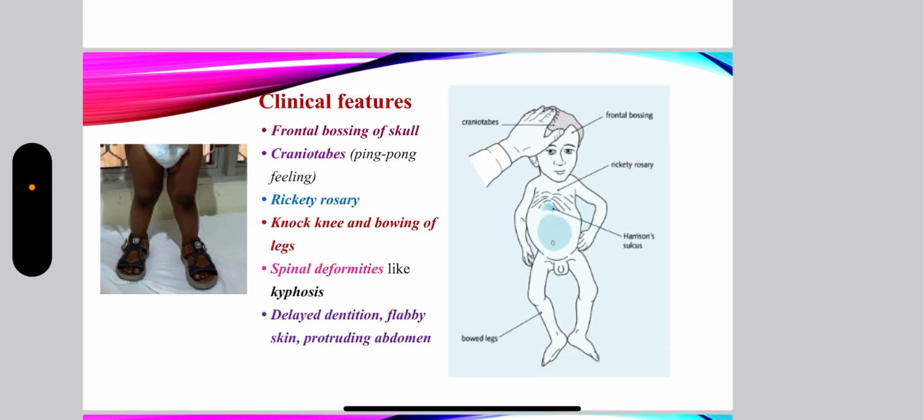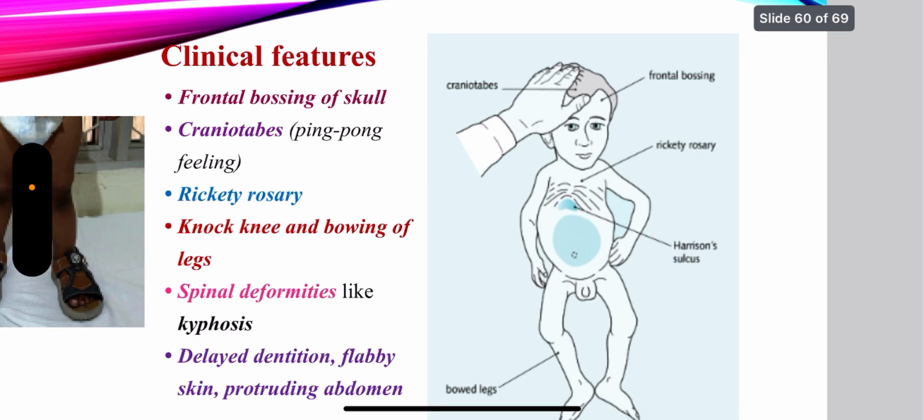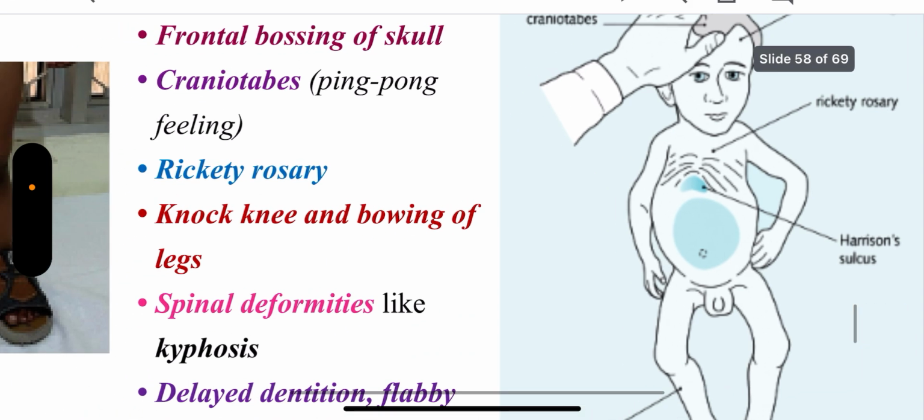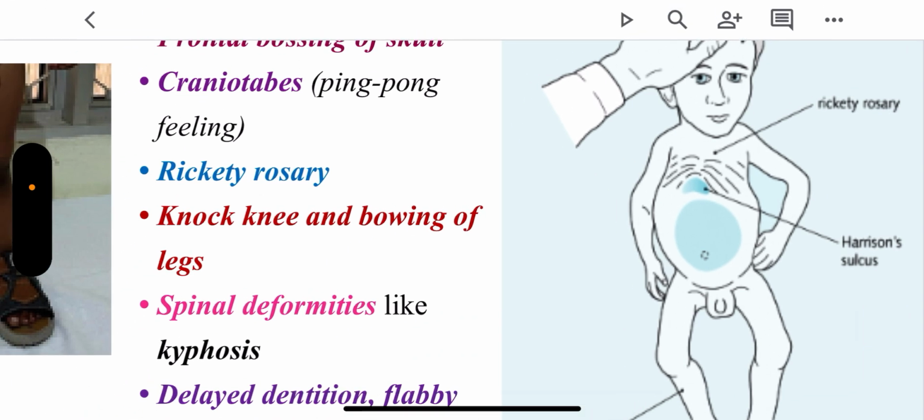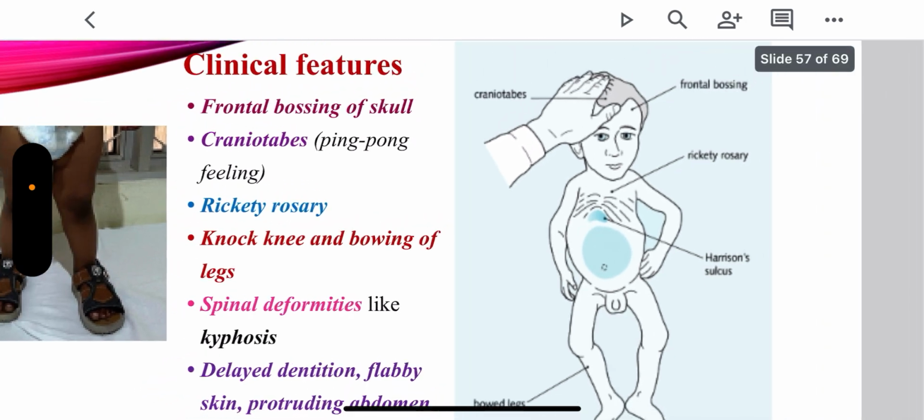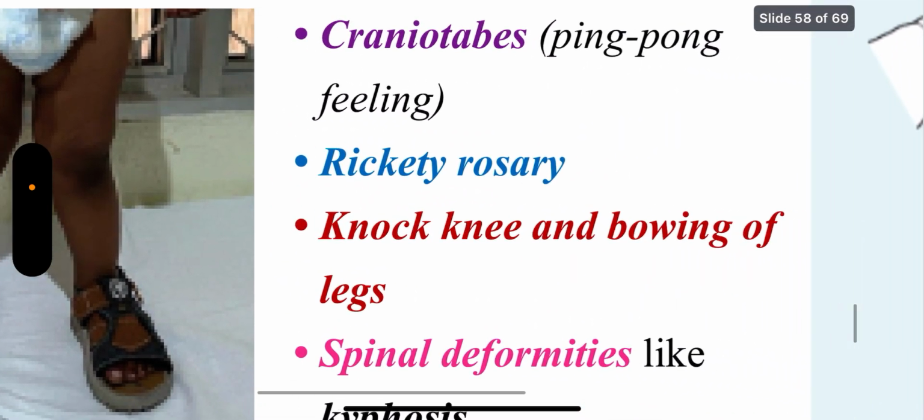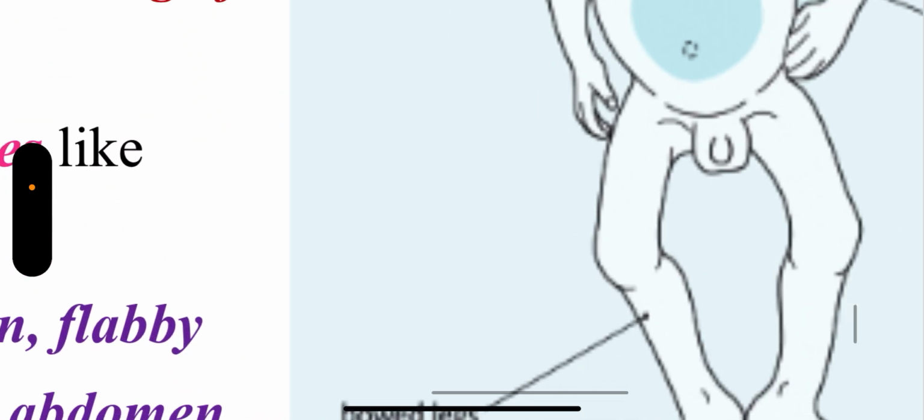Third is rickety rosary. You can see here the rickety rosary. What does it mean? Beads present over the costochondral junction of the ribs. It is called rickety rosary. Next, there is presence of knock knee and bowing of legs. Knock knee is evident in this figure, and bowing of legs is seen over here.